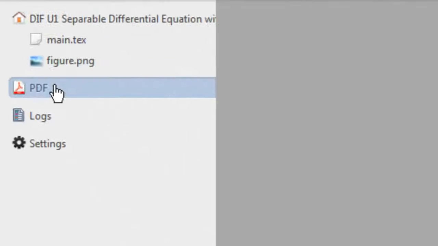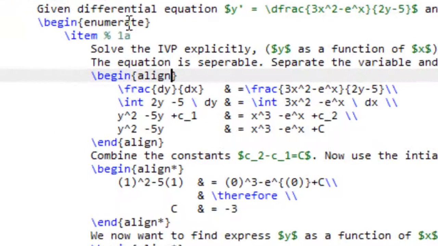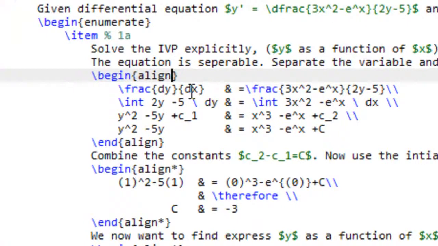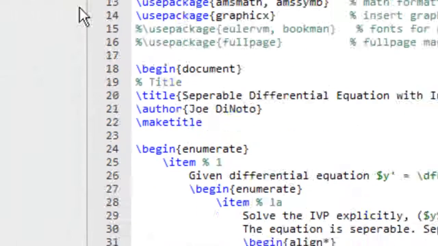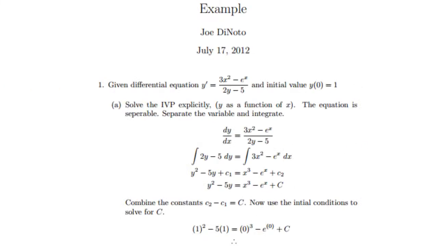So if I recompile, you'll see that the first 4 equations are automatically numbered. If I don't want them to be numbered, I'll just go in and add that star, just like with all the other ones, and that will remove the numbering. I'll click PDF and remove the numbering. And now they're gone. Okay.